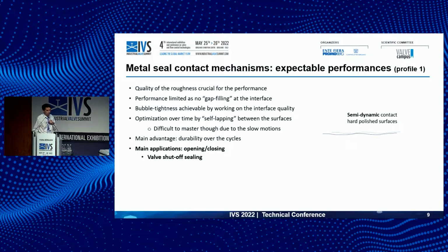However, the experience is showing that a bubble tightness remains achievable with such type of interface. Also, you can have some self-lapping. That means after the surfaces are going to slide between each other, and after one moment, there is a sort of self-lapping which occurs. The main advantage is the durability of the cycle, because it's hard versus hard. So regarding the wear, of course, you can make a lot of operations. And the main application for that is typically the opening, closing, or the valve shut-off sealing.